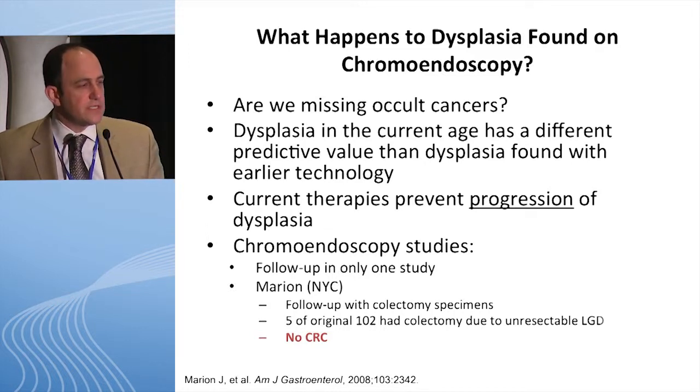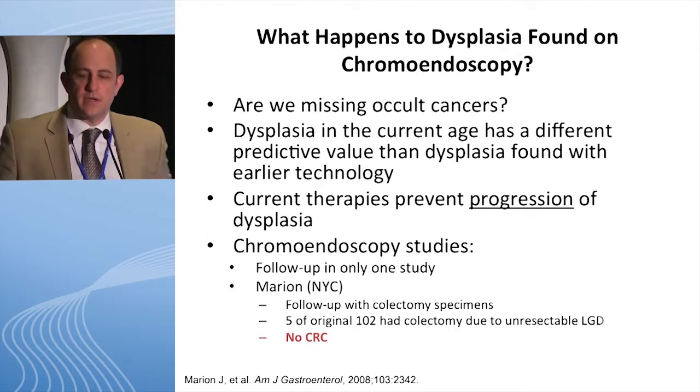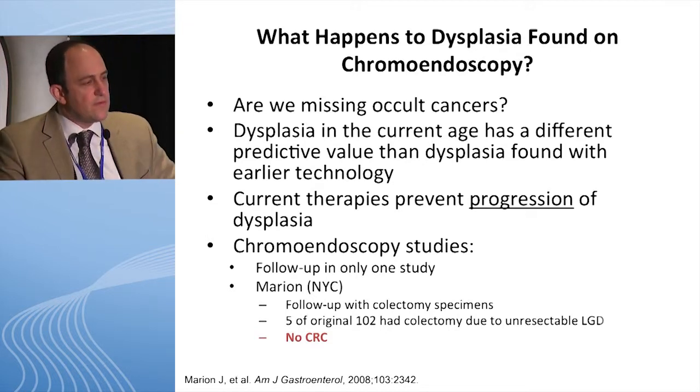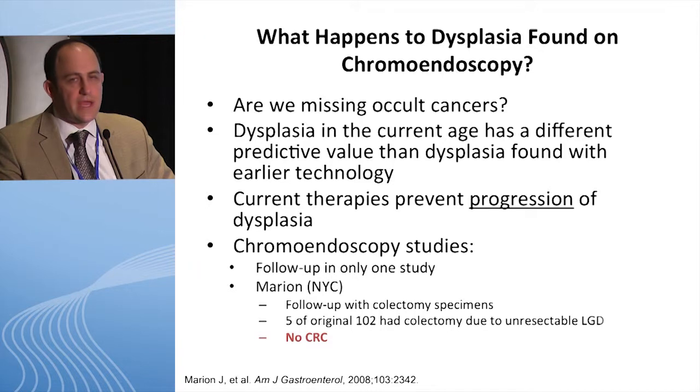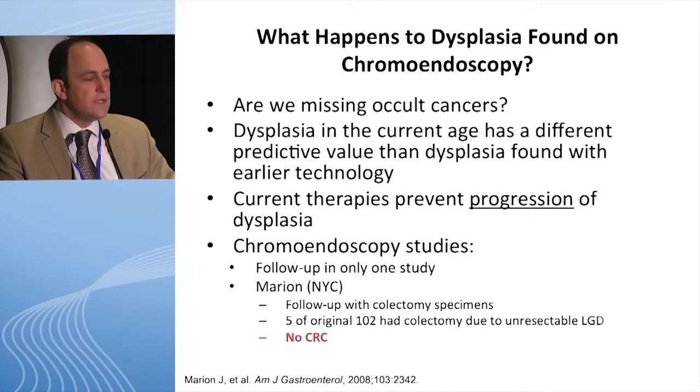And there's only been one study that has follow-up. It was the one by Jim Marion and colleagues in New York City. And in their follow-up of their patients who had dysplasia found on chromo, 5 of them had a colectomy because of ongoing unresectable low-grade dysplasia. None of them had cancer.